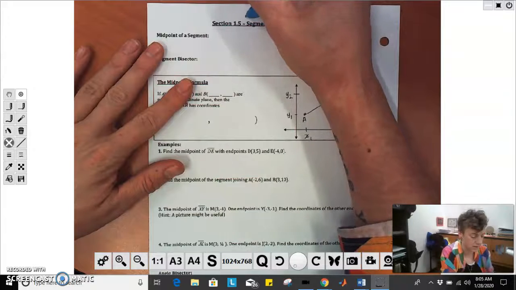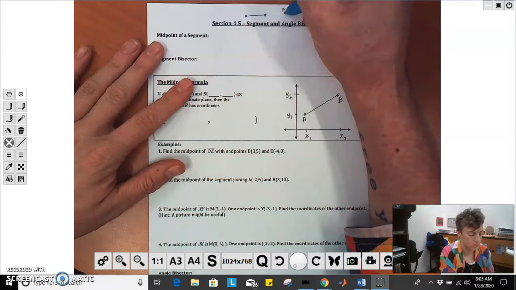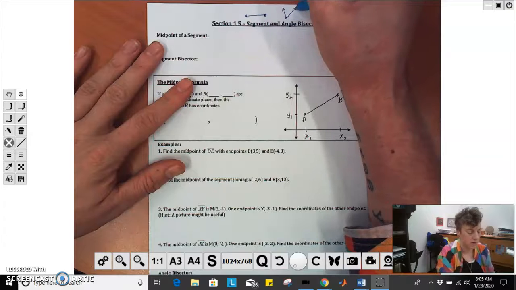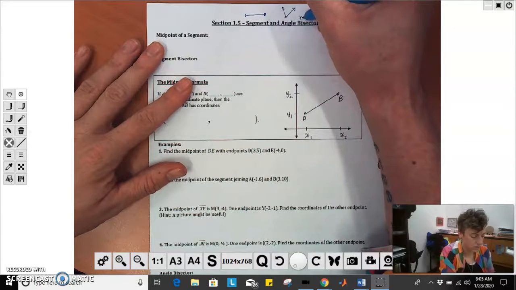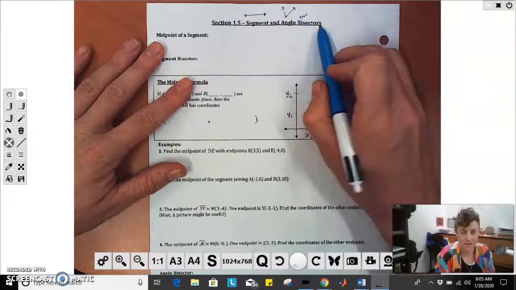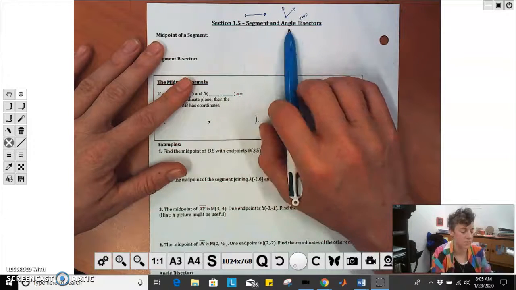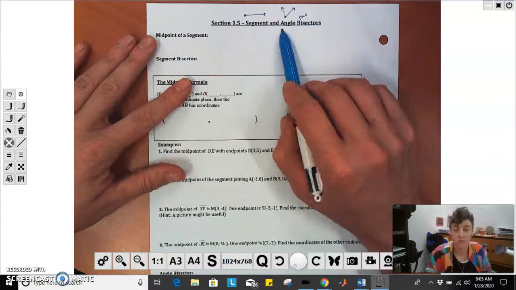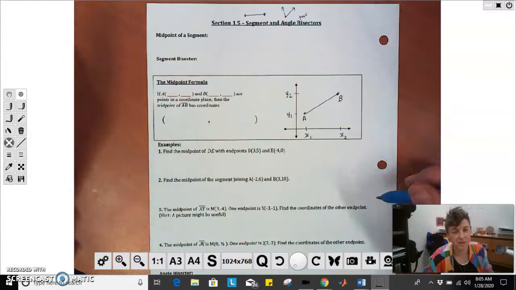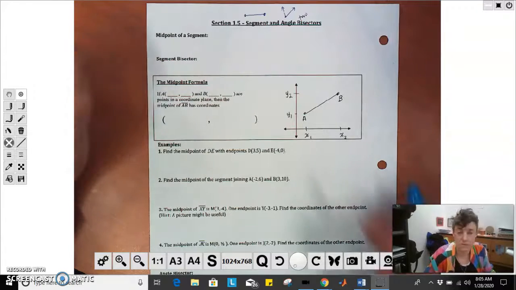So we're talking about segments and angles and their bisectors. Well, what does bi mean? Two. Sector, kind of like sections, so two sections. We're going to have these segment and angle bisectors. The bisector will split the segment and angle into two equal congruent sections. That's all it is, really. So let's get some formal definitions.